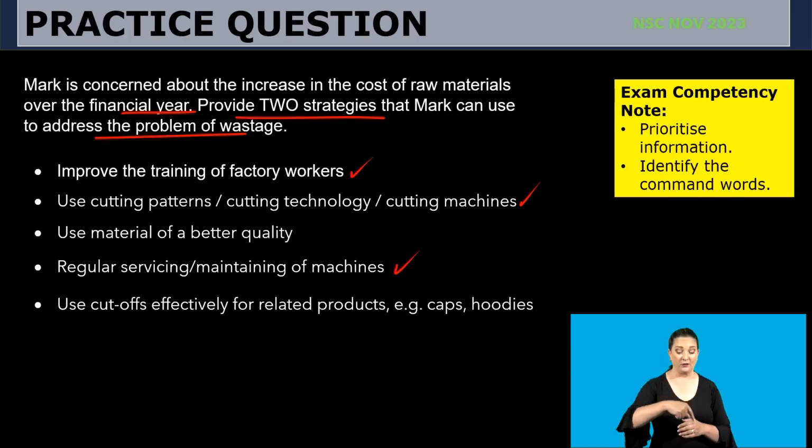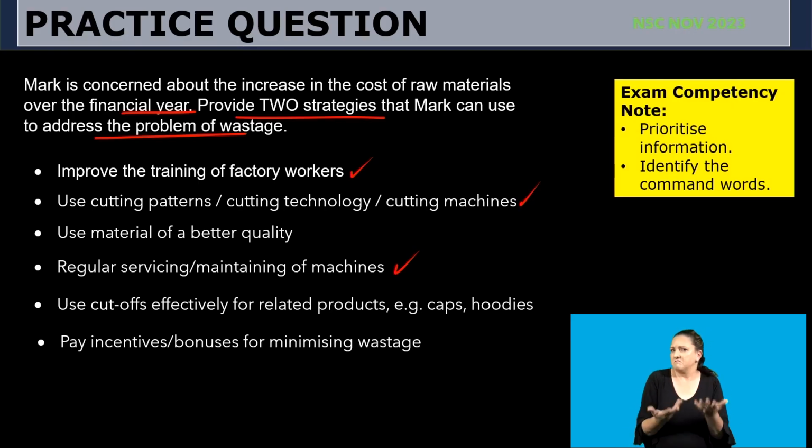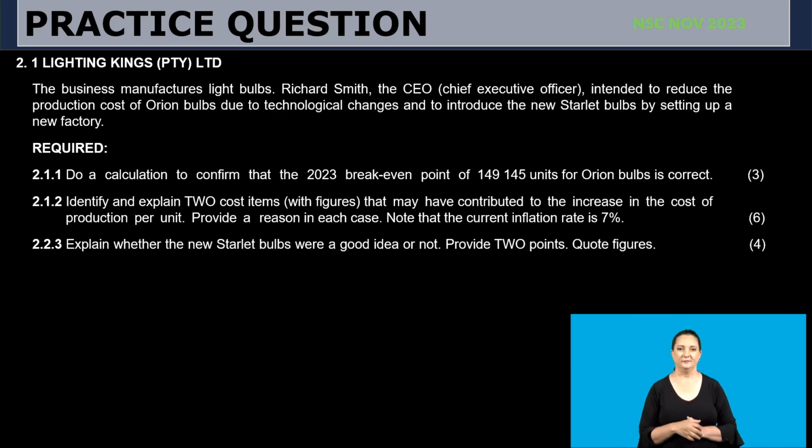Use cuts-off effectively for related products such as caps or hoodies. So whenever material has been cut off and we cannot make a t-shirt out of that, that material can still be used for other related products. Pay incentives or bonuses to employees for minimizing wastage. That will encourage them to be efficient and not waste materials, because they look forward to getting an incentive or a bonus. Let's go on to the next question.